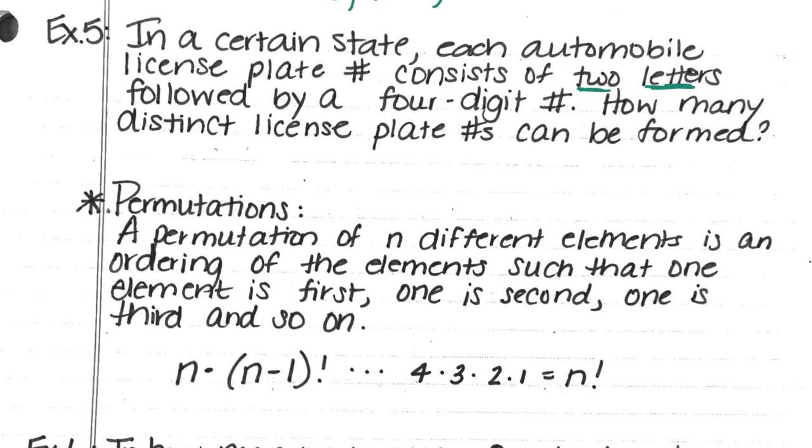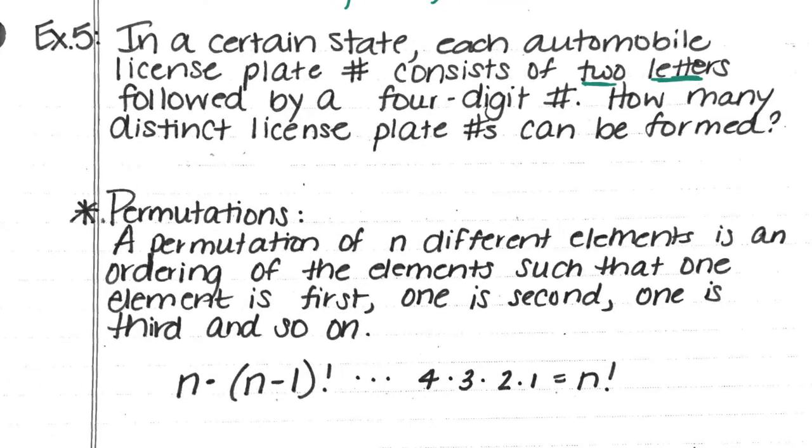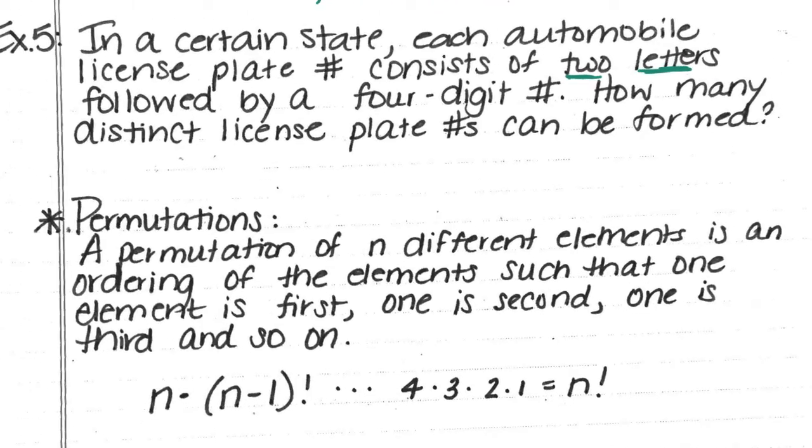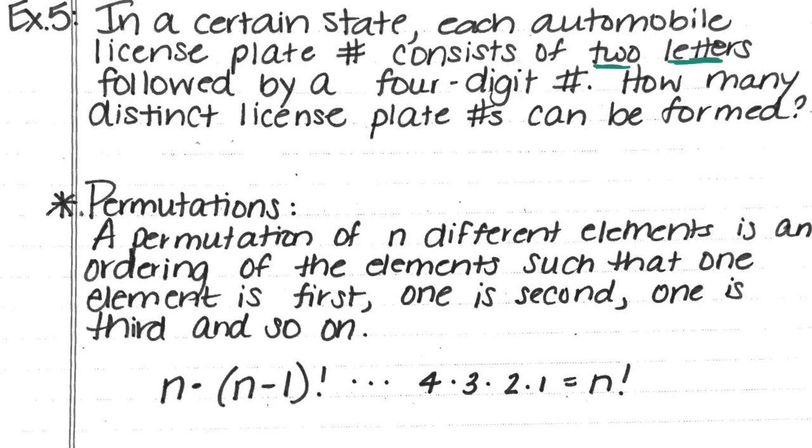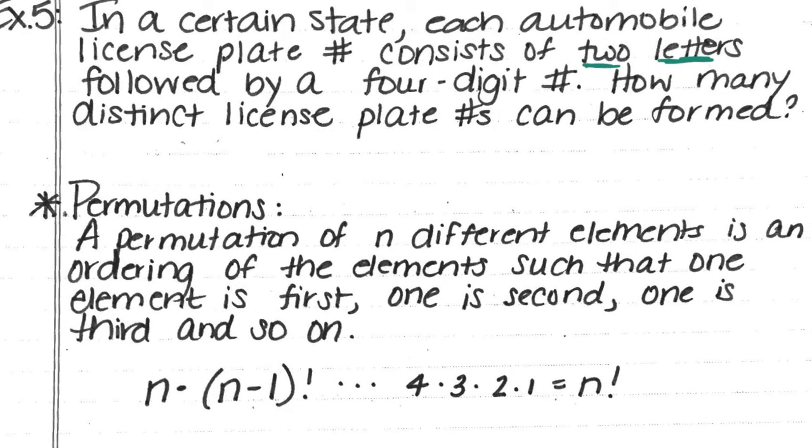The last thing we're going to talk about is the difference between permutations and combinations. Okay, so we did work with the counting principle, and we're going to continue permutations in the second half of this video. So I do want you to look at a permutation. Permutations. A permutation of n different elements is an ordering of the elements such that one element is first, second, third, and so on. And the formula here is n times n minus 1 factorial.